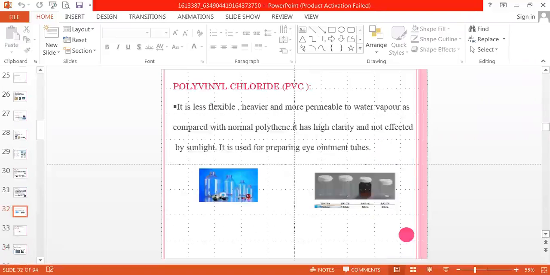Then polyvinyl chloride, PVC. It is less flexible, heavier and more permeable to water vapor as compared to normal polyethylene. So this kind of PVC material we cannot use for sensitive preparations, especially for volatile products; we cannot use polyvinyl containers. Generally they are used for eye ointment tubes.